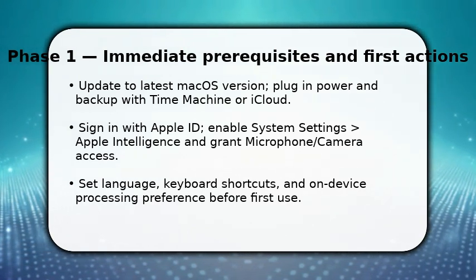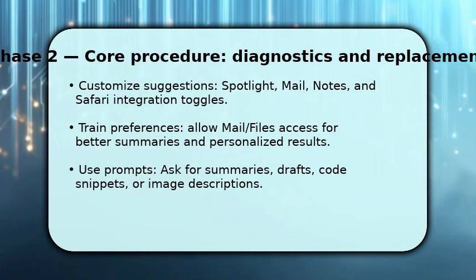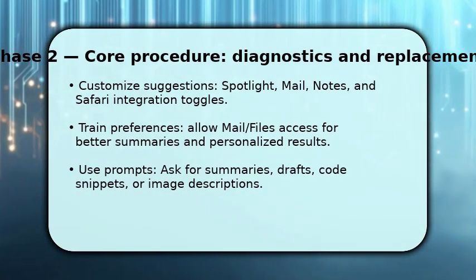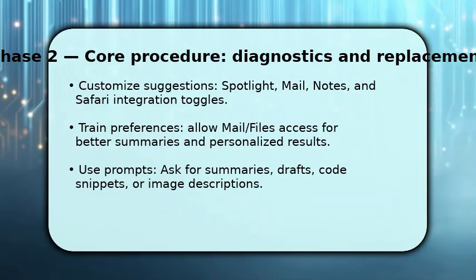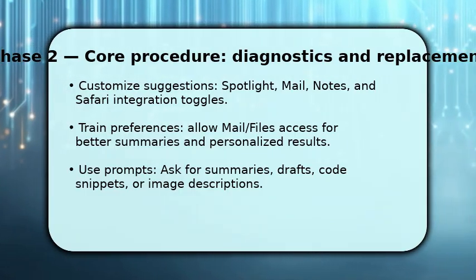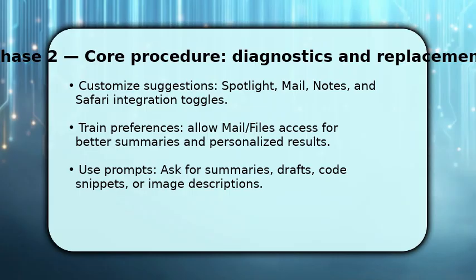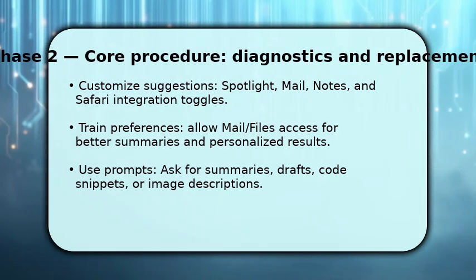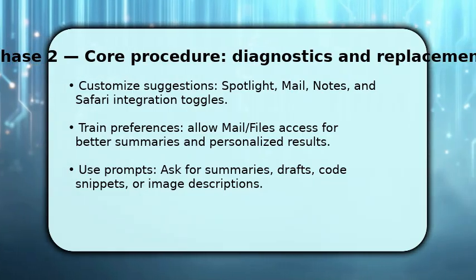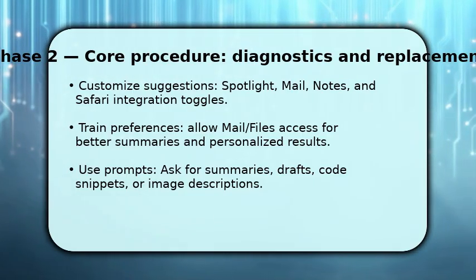Now you customize how Apple Intelligence works across apps so it fits your workflow. Once settings are set, enable Spotlight and app-level integrations. This lets suggestions appear in Mail, Notes, and Safari. Make sure to allow access to Mail, Files, and Calendar if you want contextual summaries and drafts. This improves accuracy because the model learns your style.